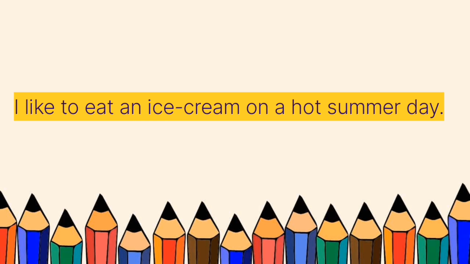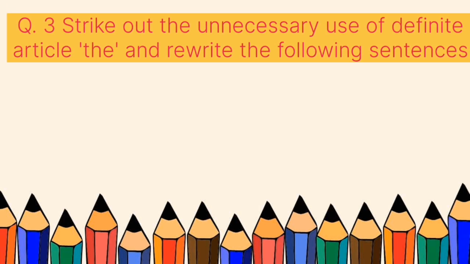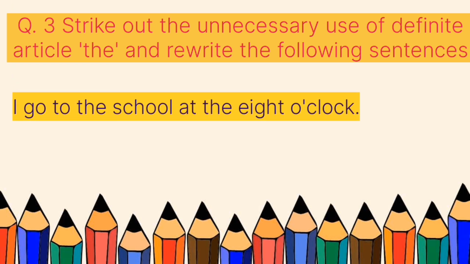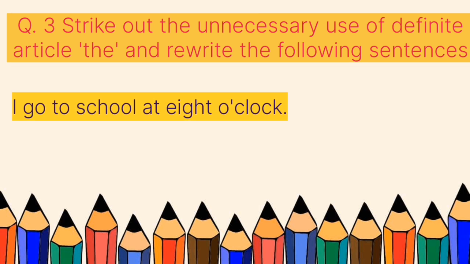Third question. Strike out the unnecessary use of definite article the and rewrite the following sentences. Example: I go to the school at the 8 o'clock. The answer is: I go to school at 8 o'clock. Here, the article is not necessary before school and 8 o'clock, as school is used in a general sense. So, no article is needed. And time expressions do not take the definite article the.